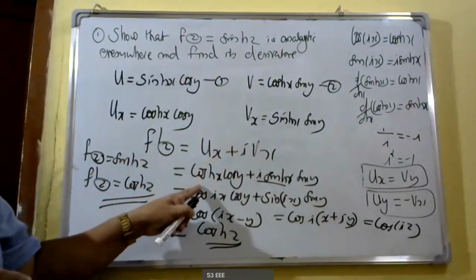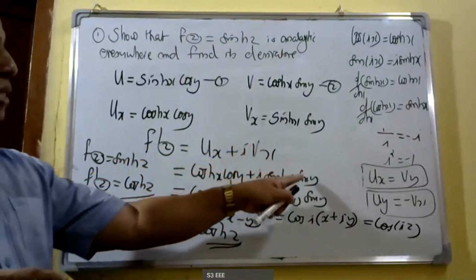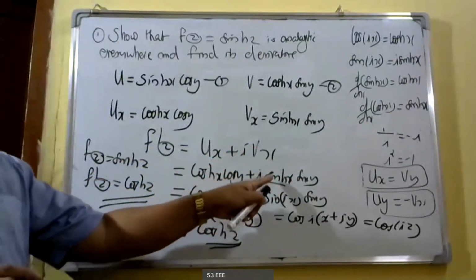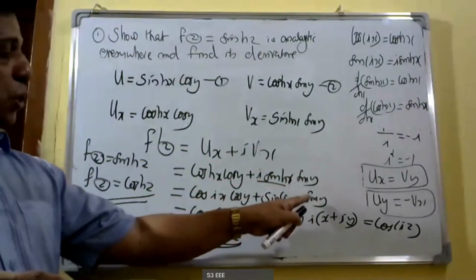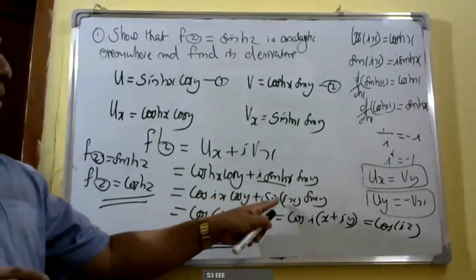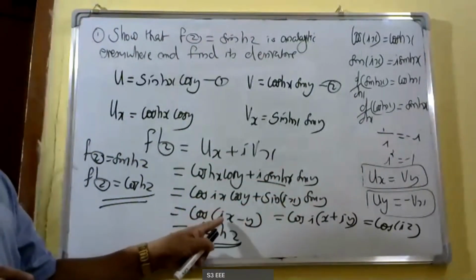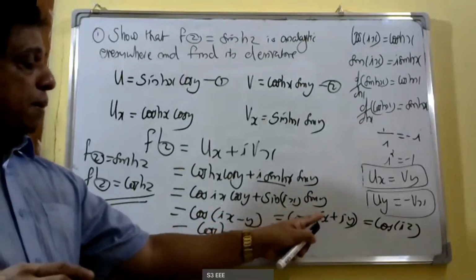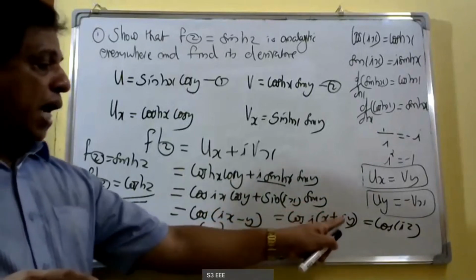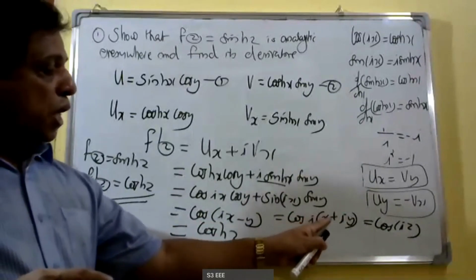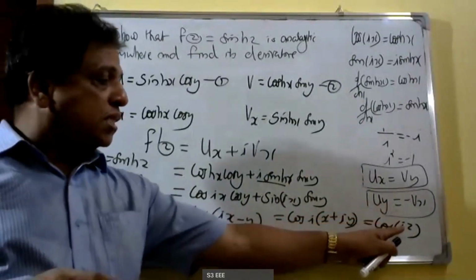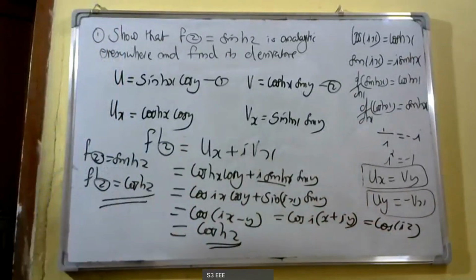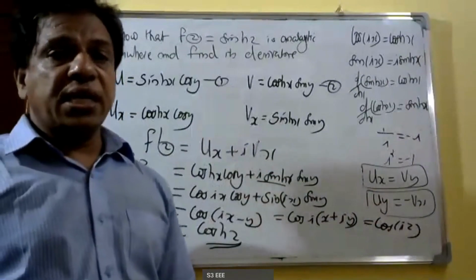Here ux equal to cosh x cos y, vx equal to sinh x sin y. Cosh x can be taken as cos ix cos y plus i sinh x can be taken as sin ix into sin y. Therefore, cos a cos b plus sin a sin b, cos a minus b, cos of ix minus y. Here i is taken outside, cos i into x plus iy, i into i square, that is minus 1. Therefore, cos i into x plus iy. x plus iy is equal to z, cos iz. Cos iz is equal to cosh z. This is the result for the function f of z equal to sinh z is analytic.